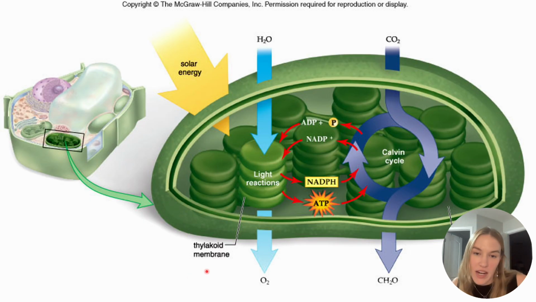Okay, so we've seen this image basically before. The light reactions are happening in the thylakoid membrane. They produce NADPH and ATP, which are going to be used by the Calvin cycle, which is happening in the stroma. Let's see how this works.